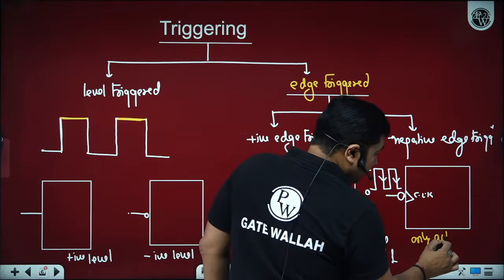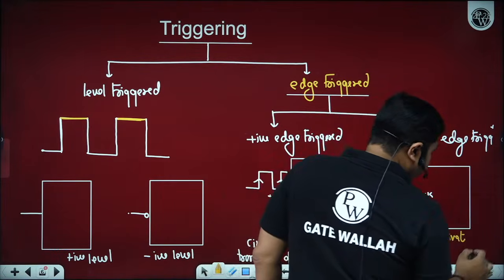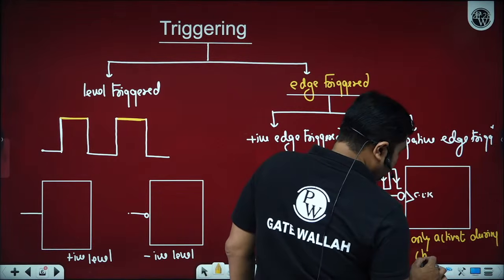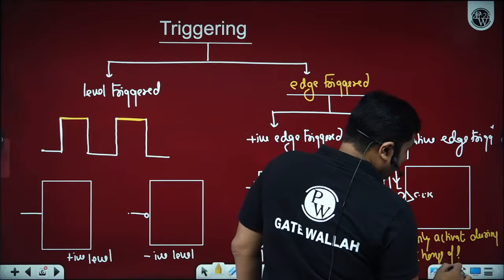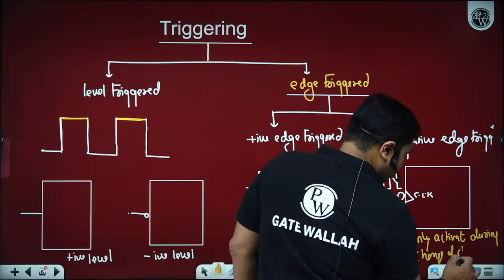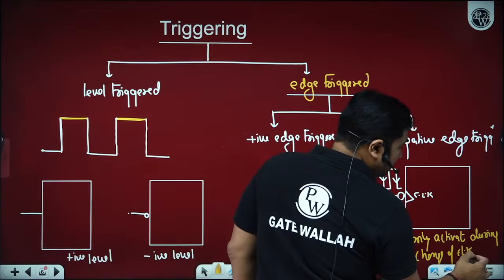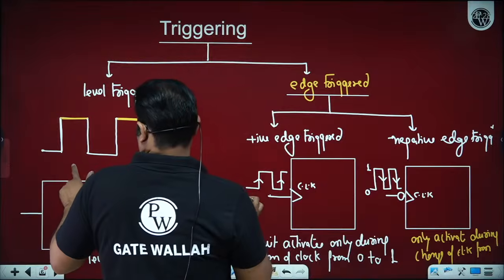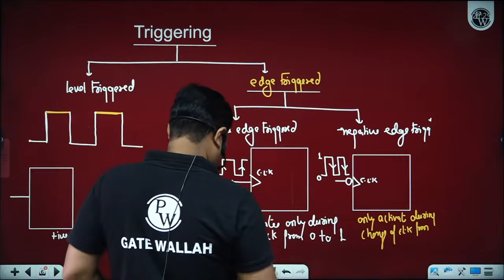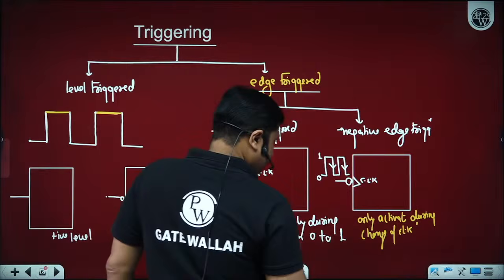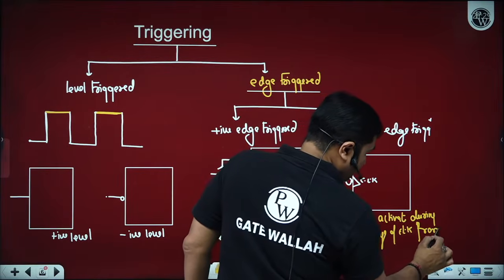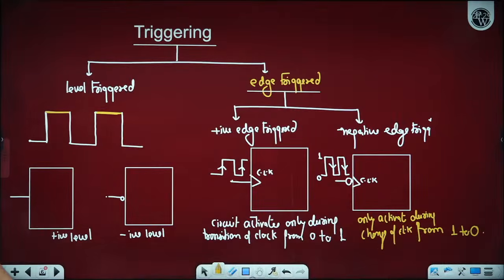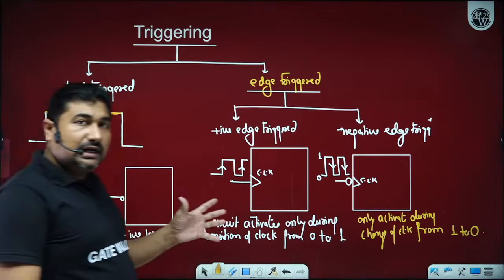Only activate during change of clock, I am just writing CLK, that is clock, from 1 to 0. Okay. So now we know about the clock transitions.